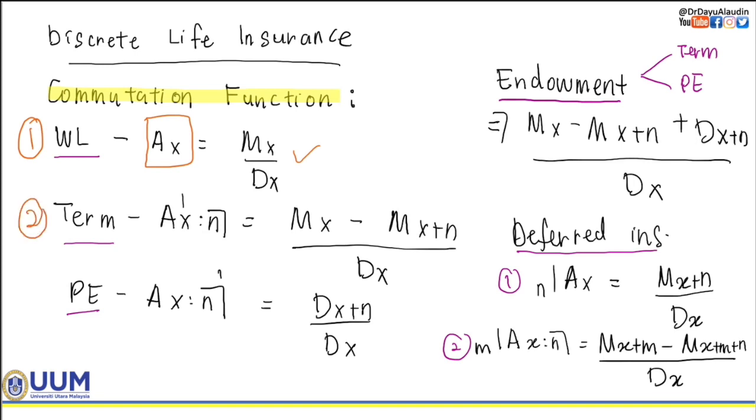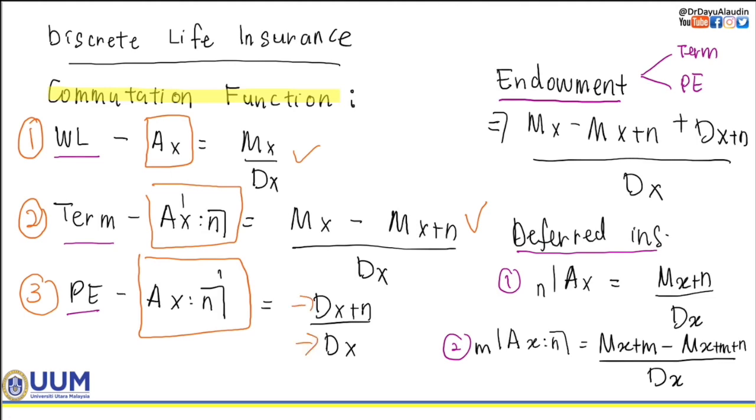And the second one, for term life insurance, discrete case, this is how we write the notation. The commutation function is Mx minus Mx plus n over Dx. The third one is pure endowment. Pure endowment is about surviving, so it refers to Dx plus n over Dx. And the fourth one is endowment. Endowment is actually the summation of term and pure endowment. So Mx minus Mx plus n plus Dx plus n over Dx. We combine these two and we get this one.